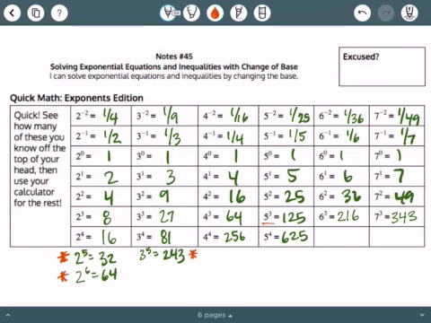A couple of these are really important for the ACT. The ones that I'm circling, the ACT loves to use these ones. So if we know these ones sort of in our head, it can be helpful to us later. So including these ones here, sorry, I can go ahead and circle those too.